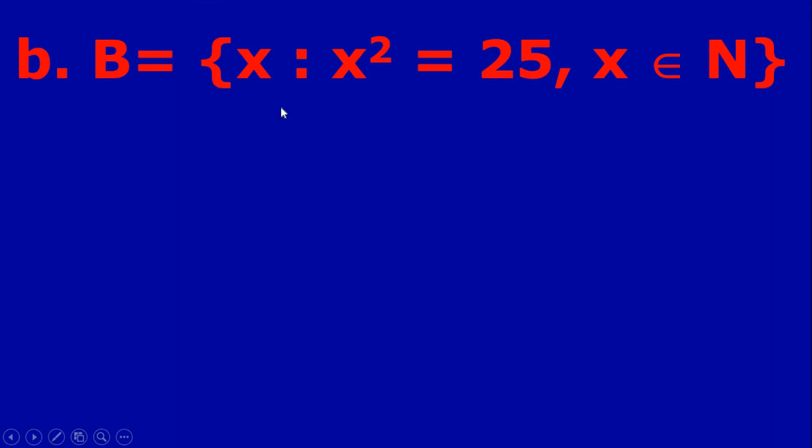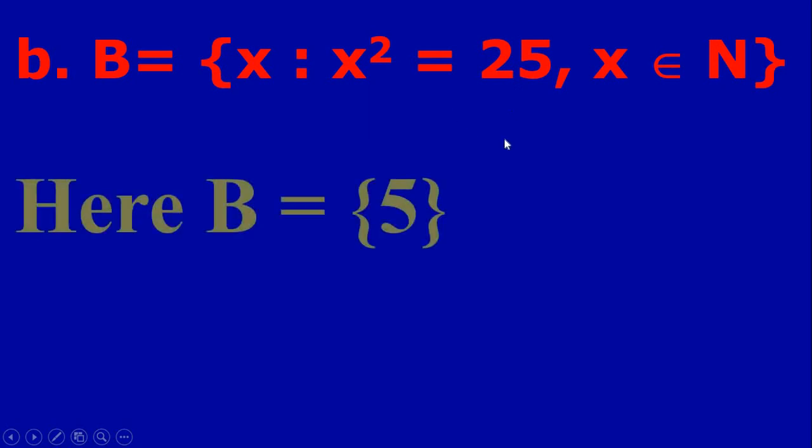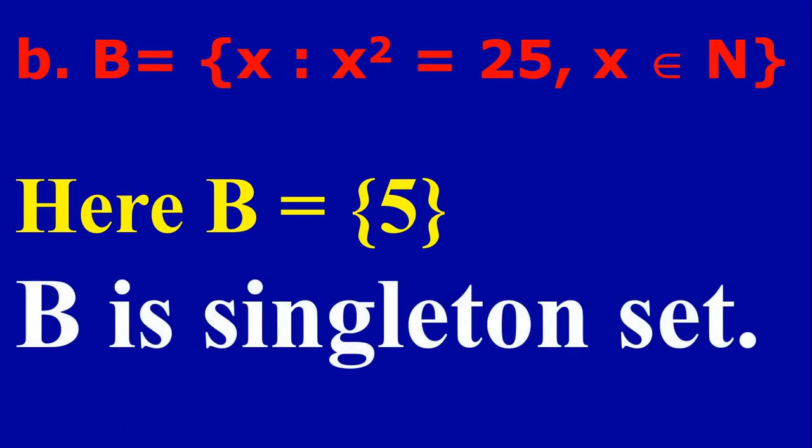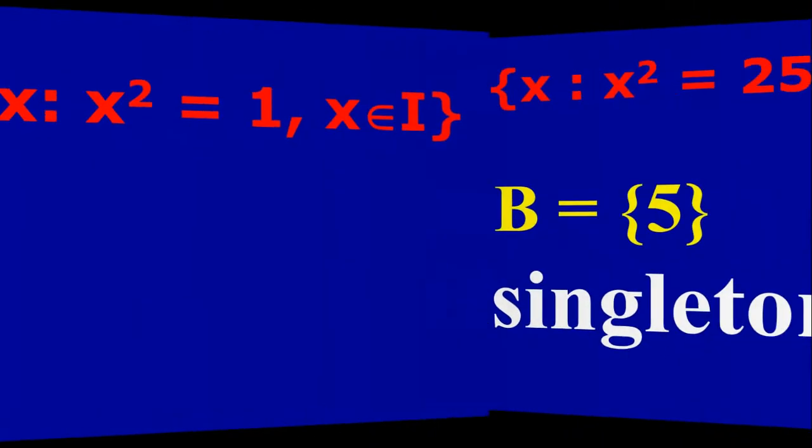So next one, B equal to the set of all x such that x squared equals 25 and x belongs to N. You have to find the natural number whose square is 25. So x squared equals 25 implies x equals plus or minus root 25, that is plus or minus 5. But x belongs to N means minus 5 is not possible. So the only possibility is x equal to 5. Therefore set B contains only one element, that is 5. So B is a singleton set.